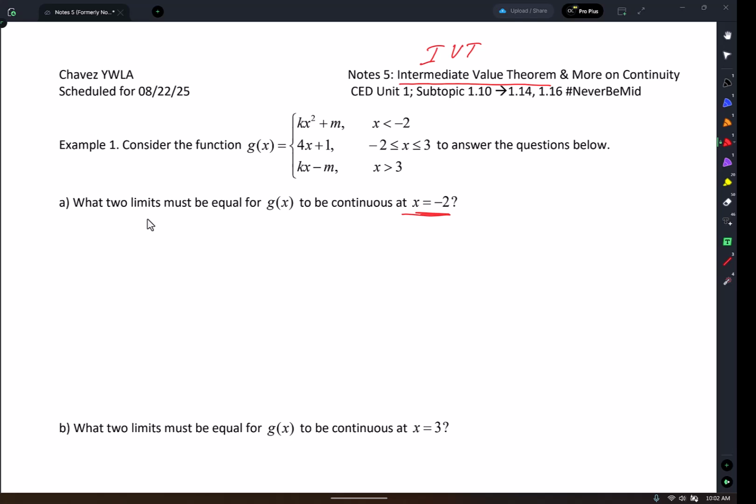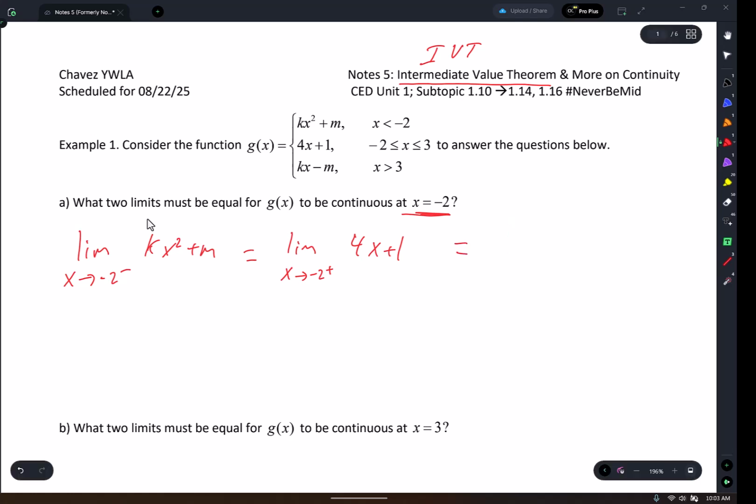Well, the two limits that must be equal from the left-hand side, so I'm going to write limit as x approaches negative 2 from the left of this function, kx squared plus m, that's the one from the left. It better be equal to limit as x approaches negative 2 from the right of 4x plus 1. And of course, for it to be continuous, that also has to equal g of negative 2. That's the definition of continuity. Limit from the left has to equal limit from the right, which equals the function evaluated at that value.